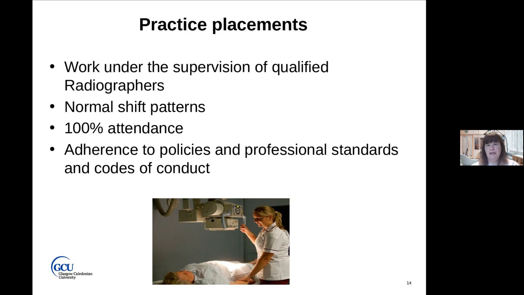On clinical placement, again, as you can imagine, there are strict professional standards and codes of conduct that we need to stick to, and we certainly will be doing that, and that's the kind of thing you're going to get taught in one of your first modules, preparation for radiographic practice.